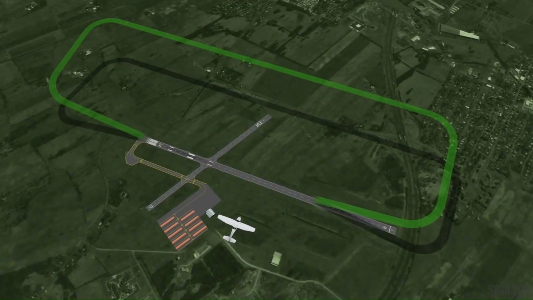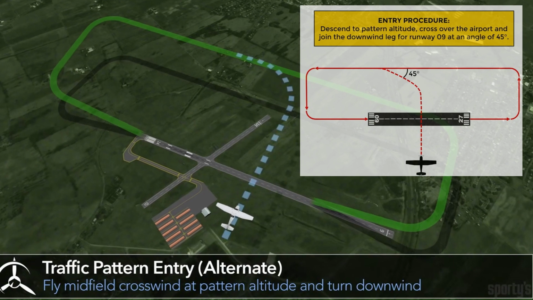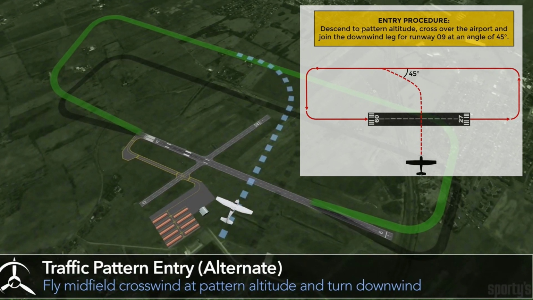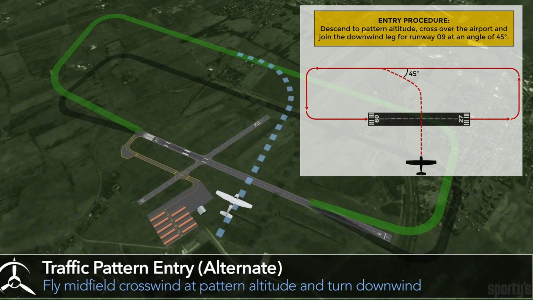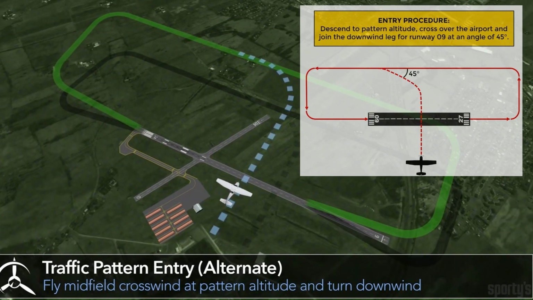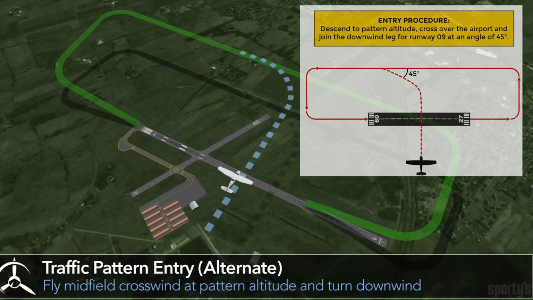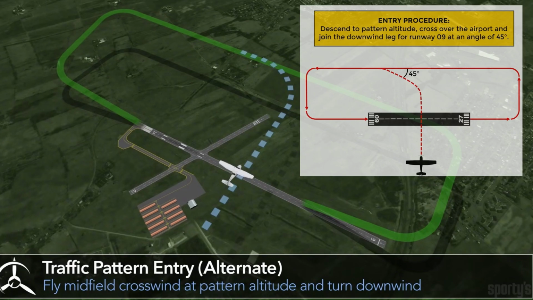An alternate method, if the pattern is not busy, is to enter on a midfield crosswind at pattern altitude. Carefully scan for traffic and then turn downwind. When using this method, always remember to give way to aircraft on the preferred 45-degree entry and to aircraft already established on downwind.